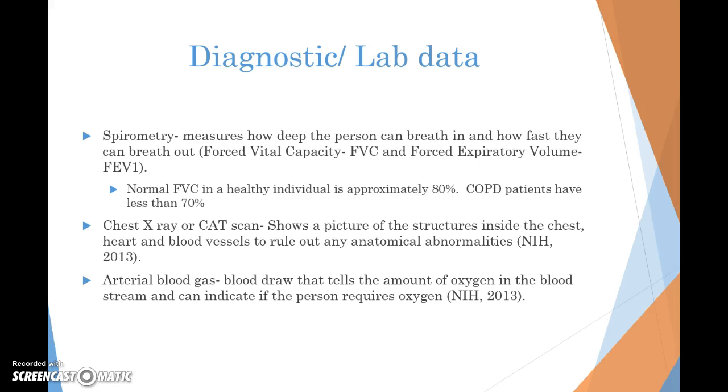Other tests performed are chest x-rays or a CAT scan of the chest. These images allow the provider to see the anatomy of the heart, lungs, and blood vessels and rule out any abnormalities. Arterial blood gases are performed to check the amount of oxygen in the blood. This test can indicate the severity of COPD and also show the level of carbon dioxide in the blood.